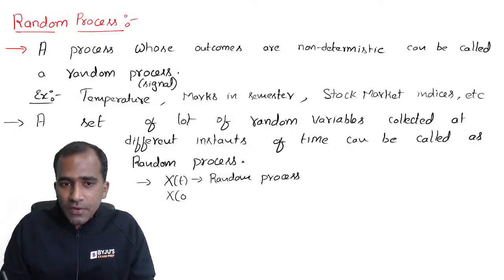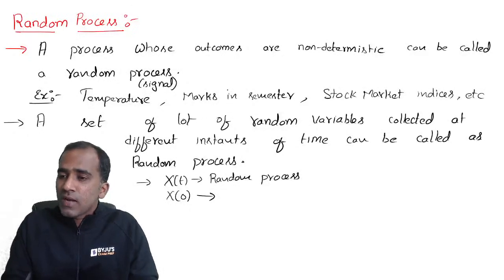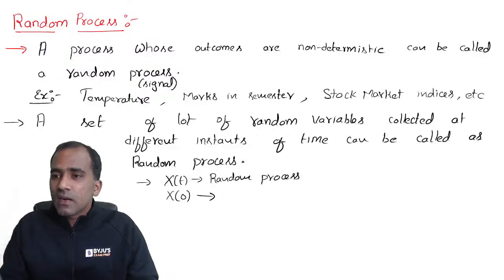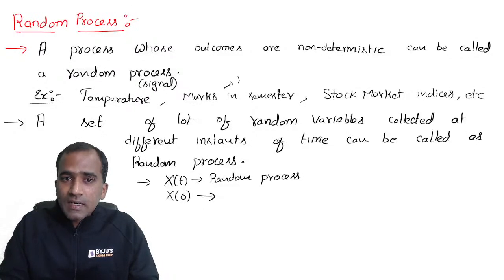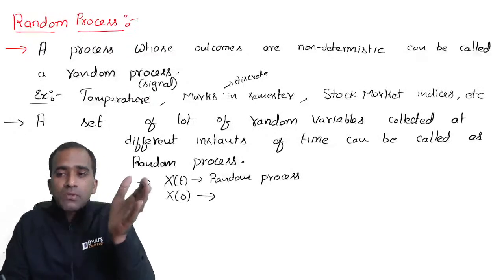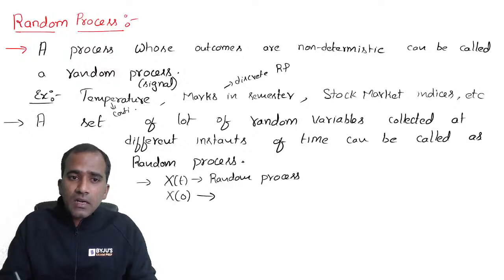See this one? If you take at time t equal to 0, or else t equal to 0 semester. If you're talking about the marks in semester, it does not happen continuously, no? Every second, you'll not write exams, no? So you'll be writing exams only every 6 months. Which means it's a discrete random process. Marks in semester is a discrete random process, because the marks that you get in each semester are not continuous, they are discrete. It happens only after every 6 months. So that's why it is a discrete random process. And this is a continuous random process.